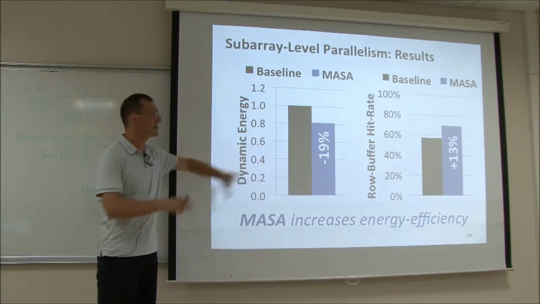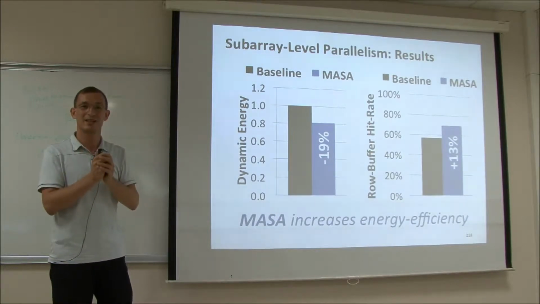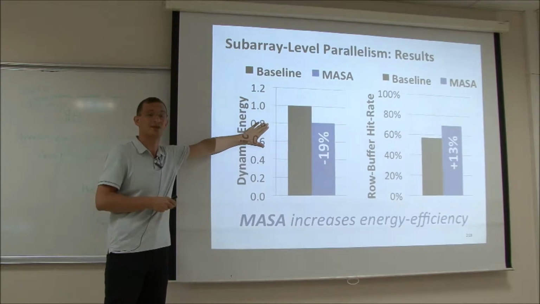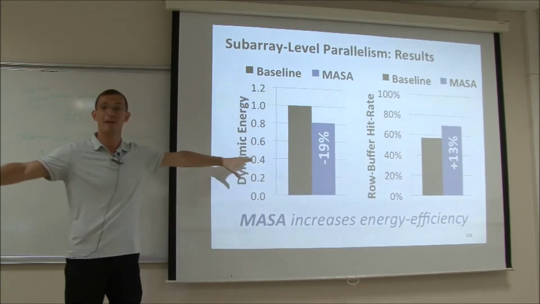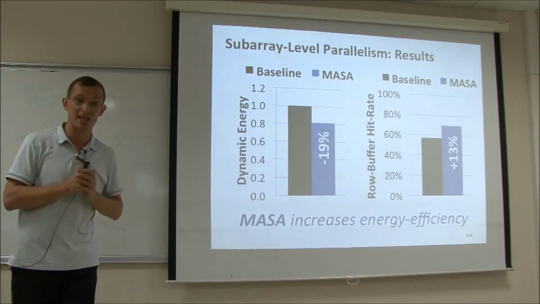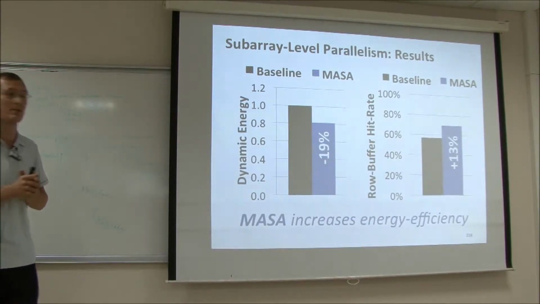Now that you have these subarrays that are exposed to the system, how can you exploit this in better ways? That is interesting also. Can you exploit this to do better mapping of data to different subarrays, for example? Can you exploit this to do better scheduling? Because now you have a scheduling problem at the subarray level.